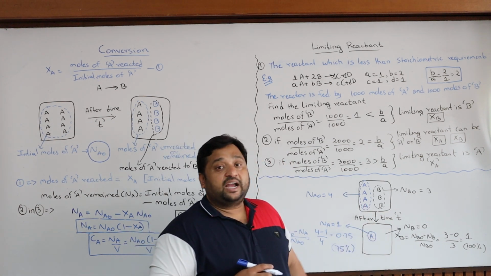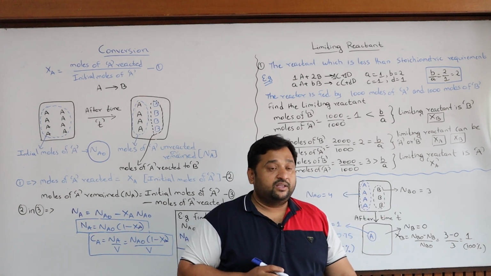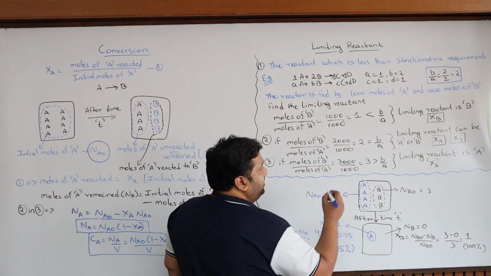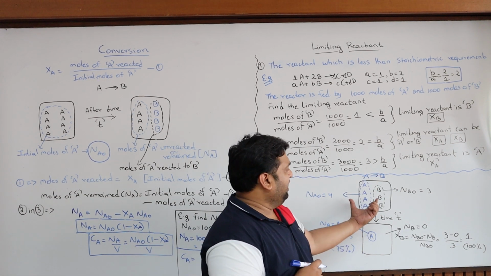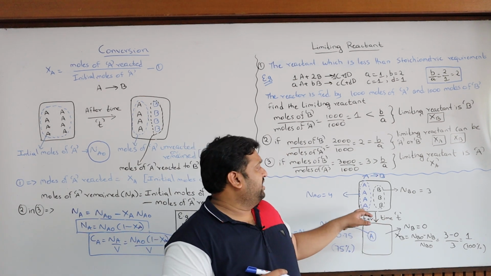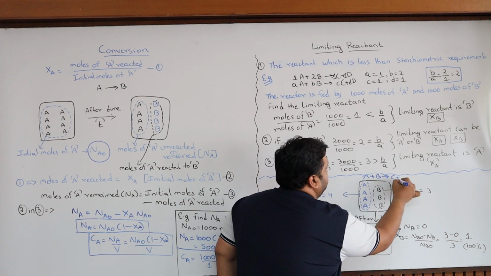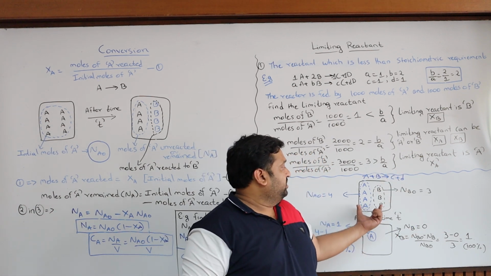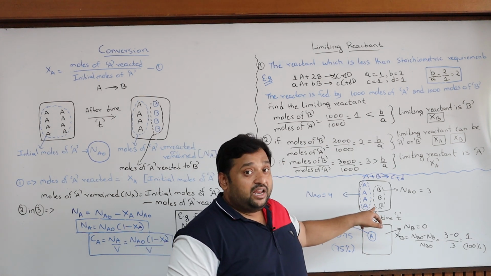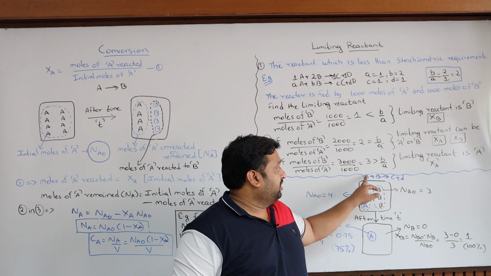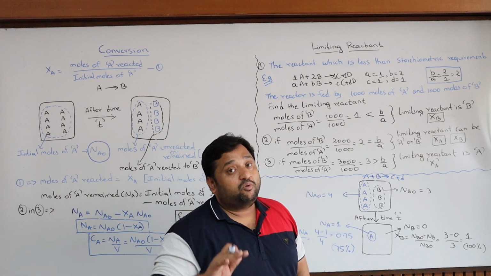Let us say there is a reactor with 4 molecules of A and 3 molecules of B. The reaction is A plus B gives rise to C plus D. Both are my reactants, and by looking at it you can find out the stoichiometric ratio and the amounts of A and B here, and apply this formula to know what the limiting reactant is.